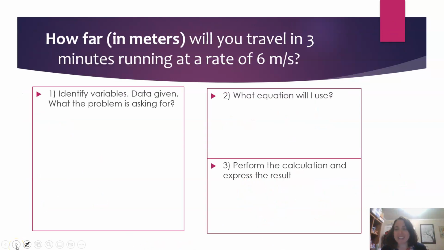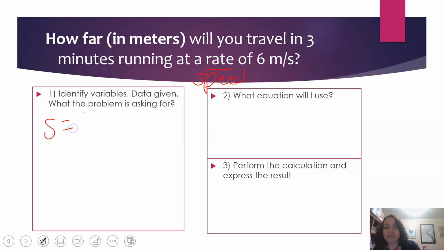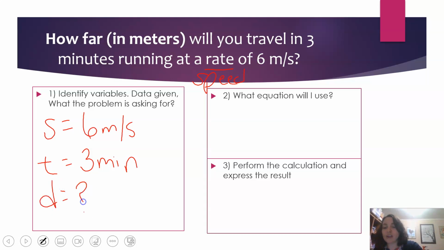Lastly, if you decided to keep watching, how far in meters will you travel in 3 minutes running at a rate, and another word for rate is speed, of 6 meters per second? So we know the speed is 6 meters per second. We know the time is 3 minutes. And the distance we do not know.